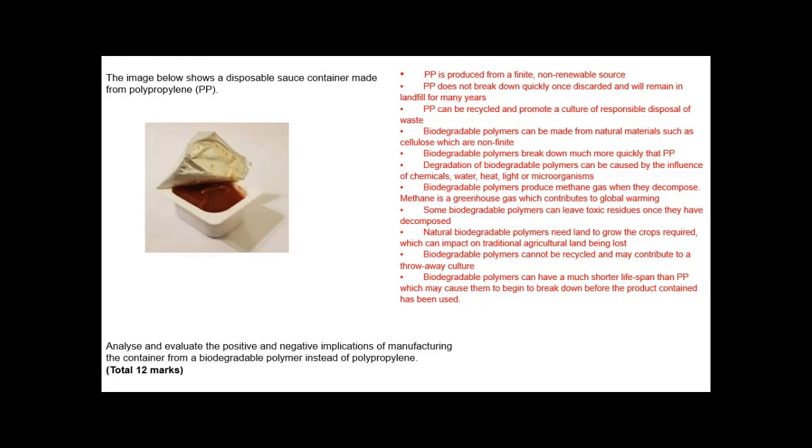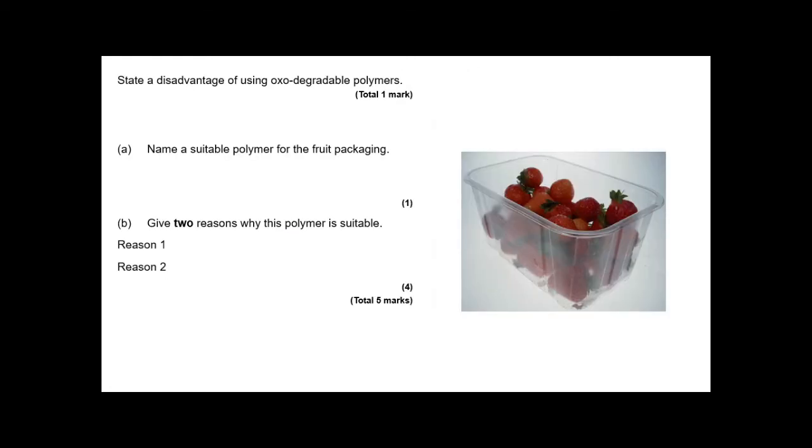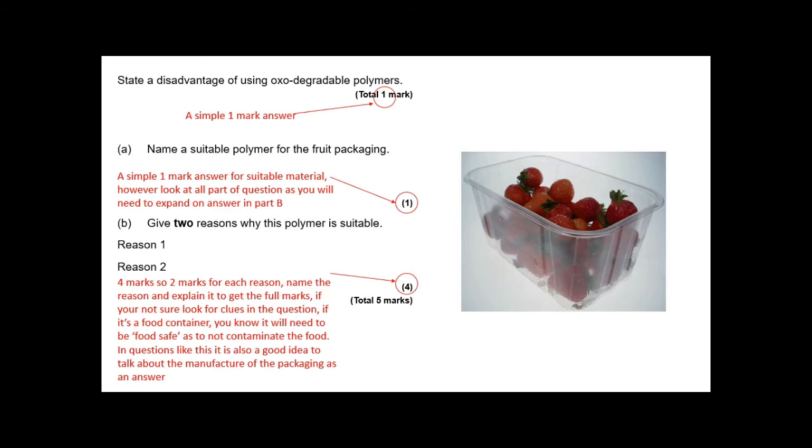So any of those, you're looking for 3 positives and 3 negatives that you can then back up with evidence, and then have your comparison. So next question: state a disadvantage of using oxidegradable polymers. Name a suitable polymer for the fruit packaging, and then give 2 reasons why this polymer is suitable. So a total of 5 marks.